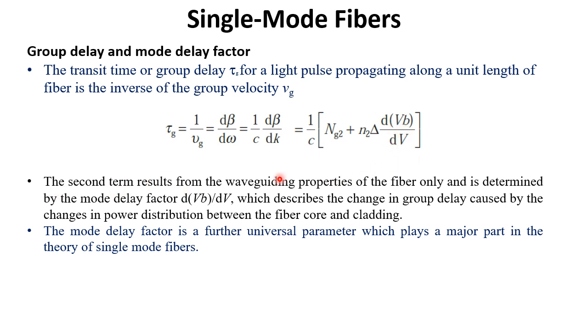The second term results from the waveguiding properties of the fiber only, and it is determined by the mode delay factor d(Vb) by dV, which describes the change in group delay caused by the change in the power distribution between the fiber core and cladding. So mode delay factor is a further universal parameter which plays a major part in the theory of single mode fibers.